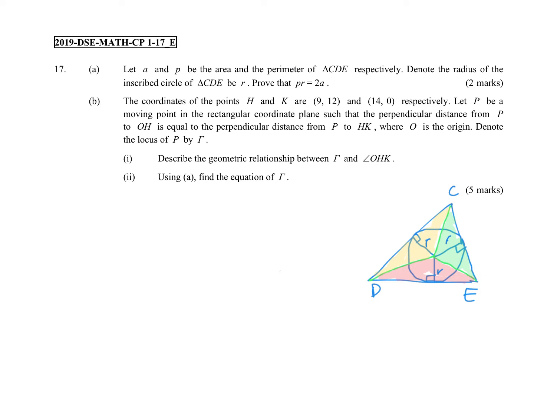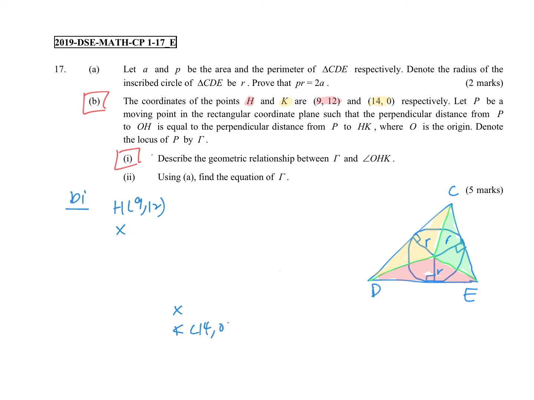Good, now we go to part B1. The coordinates of points H and K. Again, 2 points here. So H and then K. 14, 0. So H will be above K. H will be somewhere here, and then K will be somewhere there.